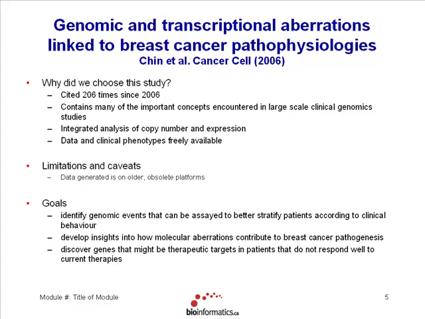The goals of the study were, first, to identify genomic events in breast cancer that can be assayed to better stratify patients according to clinical behavior. The second goal was to develop insights into how molecular aberrations contribute to breast cancer pathogenesis. And finally, to discover genes that may be therapeutic targets in patients who do not respond well to current therapies. So, any questions before we jump into this?